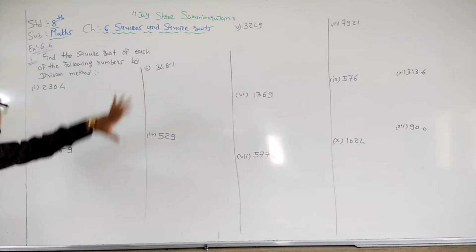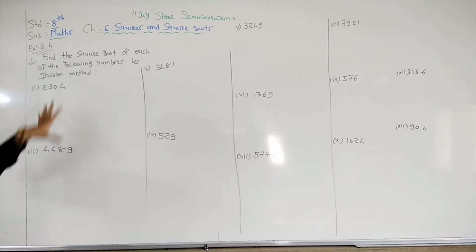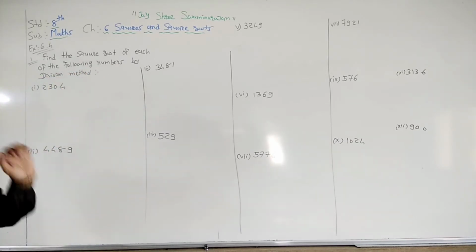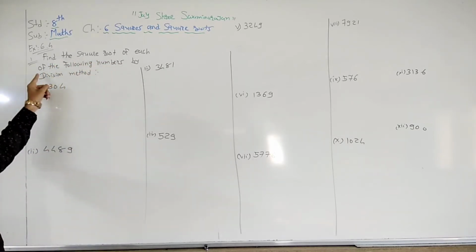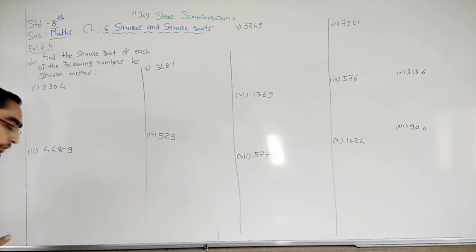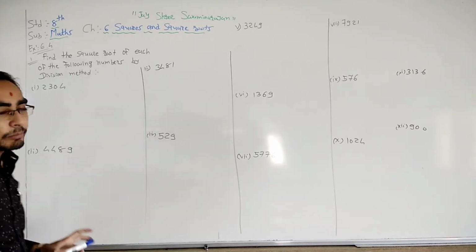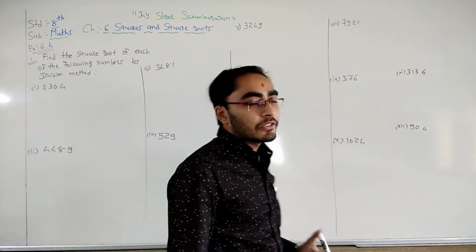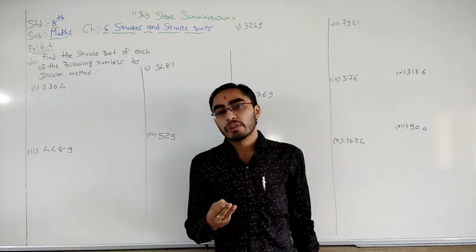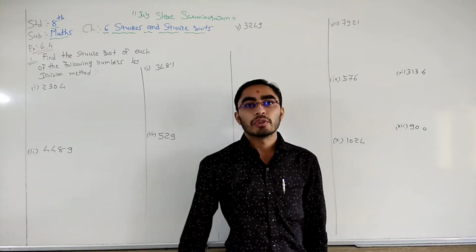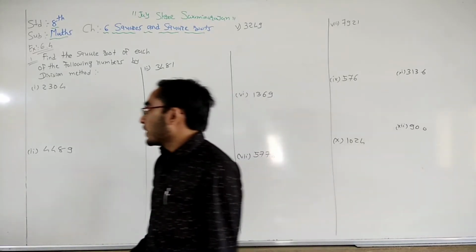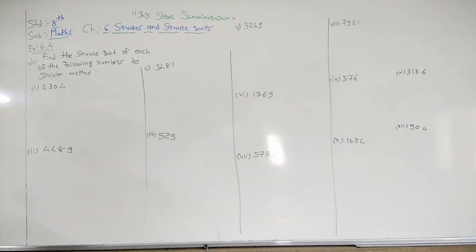Find the square root of each of the following numbers by division method. This is our third method, the long division method. Here we need to use the long division method, and this is a very useful method to find out the square root.